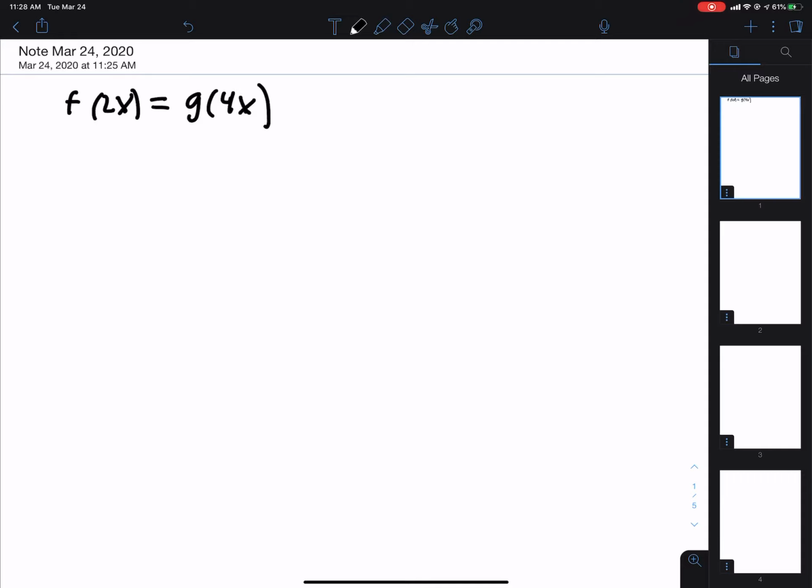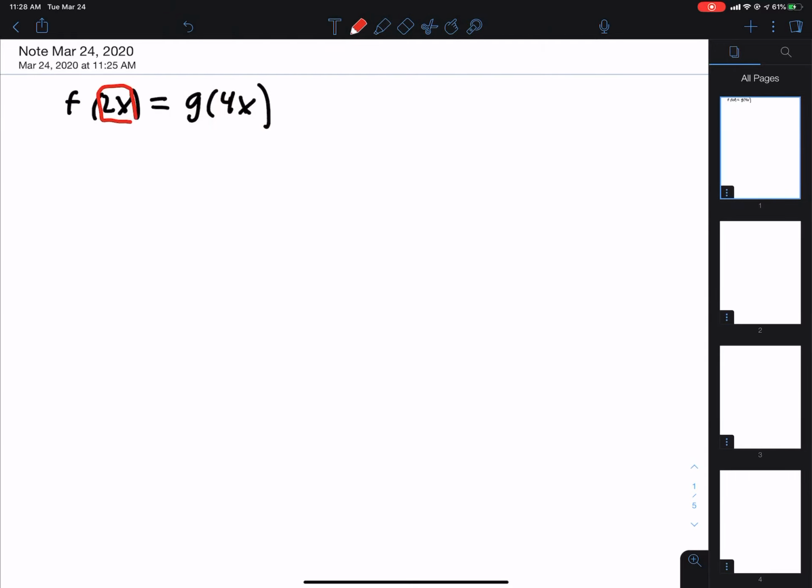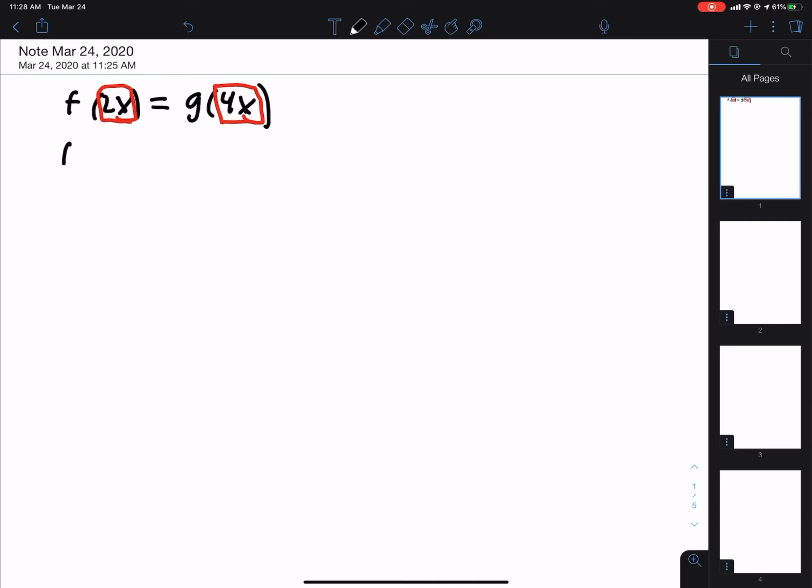So if we take the derivative of both sides, we have to use the chain rule. So this is a function of function, a function of function. So those will be box. So it's going to be f prime of box times the derivative of box. This will be g prime of box times the derivative of box. Now if you look at the answer, we need to divide both sides by 2.